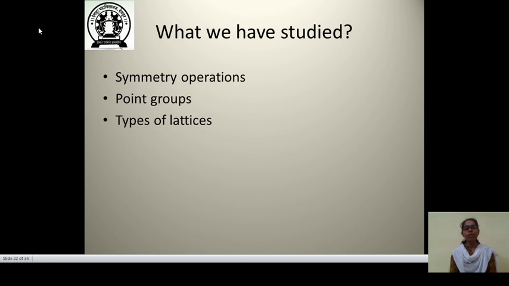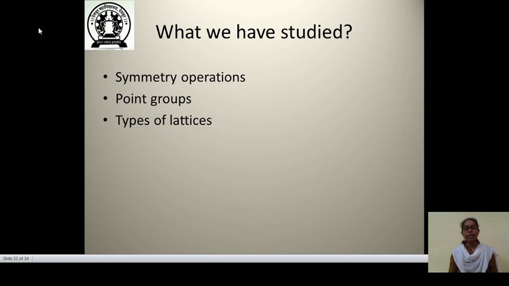In the last lecture, we studied the symmetry operations. Symmetry operations mean operations which are applied on the crystal such that the crystal and its environment won't get changed. Those operations are called symmetry operations. There are four types of symmetry operations. The first one is translation, the second is rotation, the third is reflection, and the fourth one is the inversion symmetry operation.